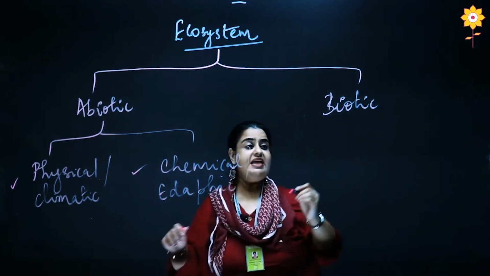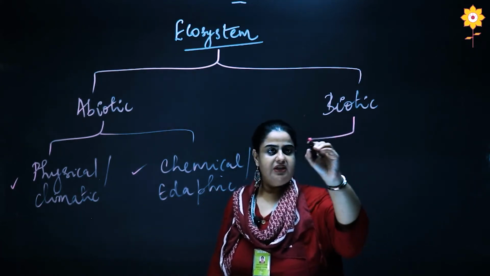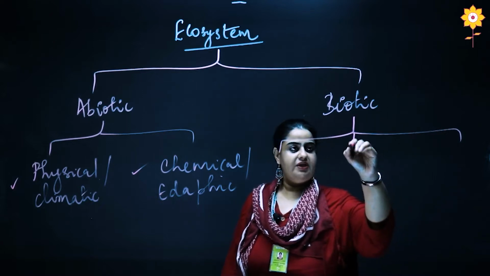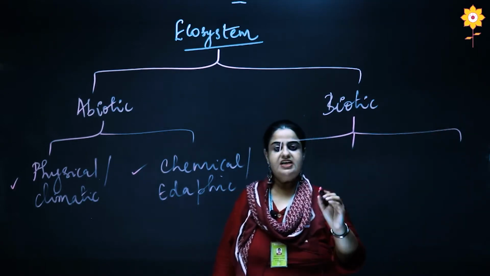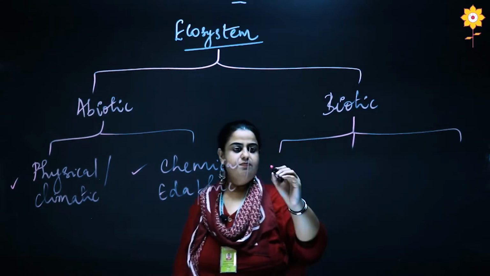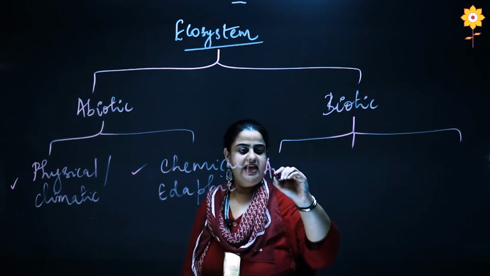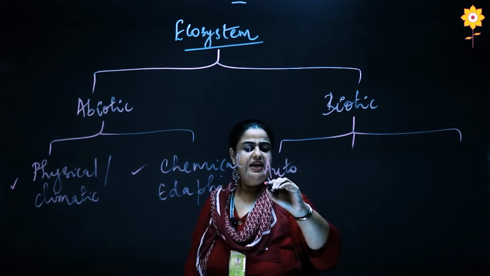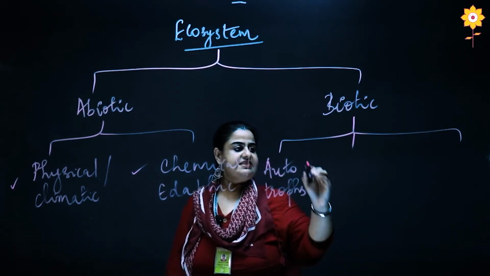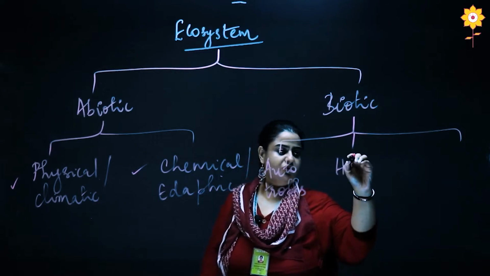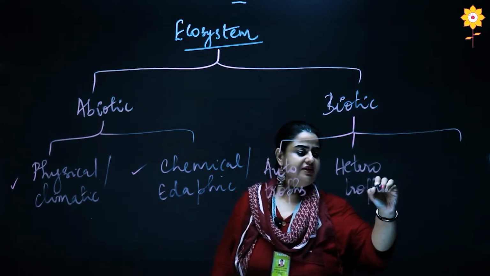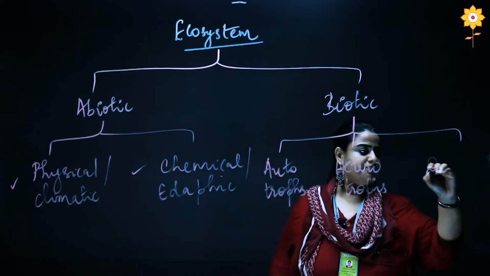Now when we focus on biotic components, we classify them into three types. Okay. Now the first of the biotic components, what will that be? In simple words, we can say that they are the autotrophs. Now what are autotrophs? We will discuss one after the other. The second one is the heterotrophs, and the third one is the decomposers.